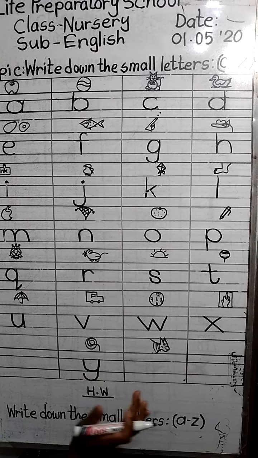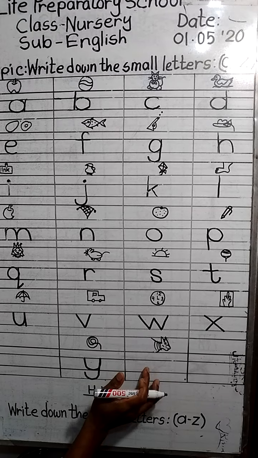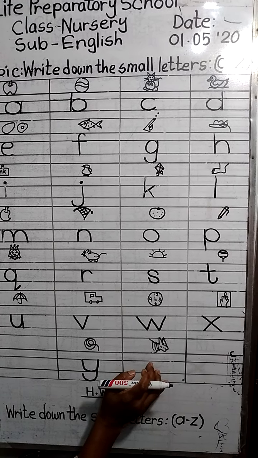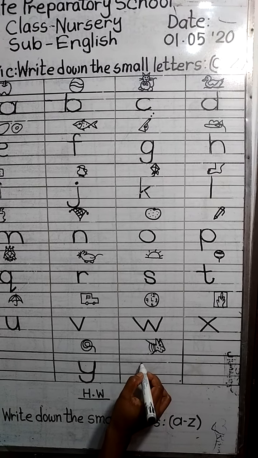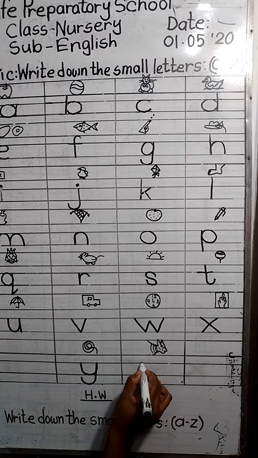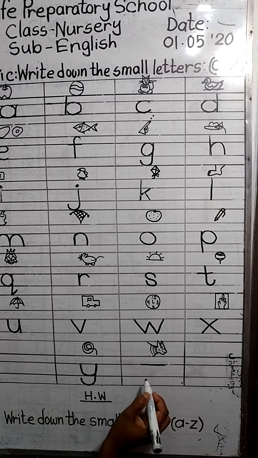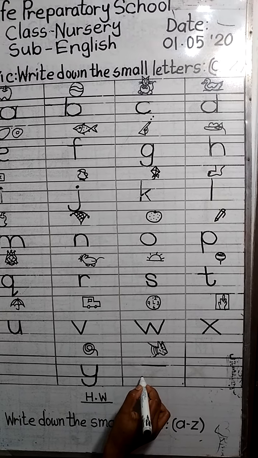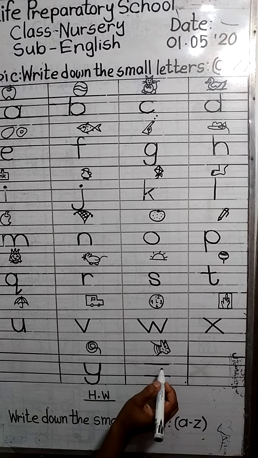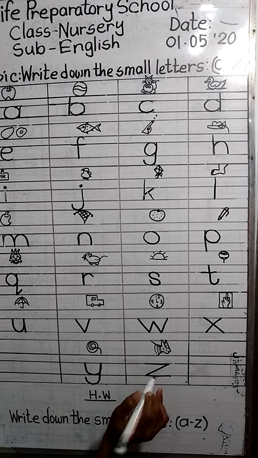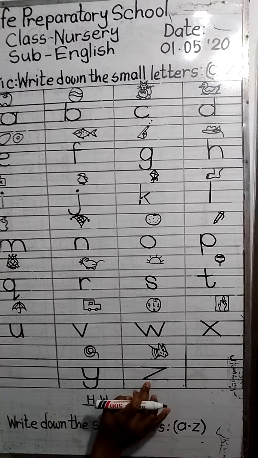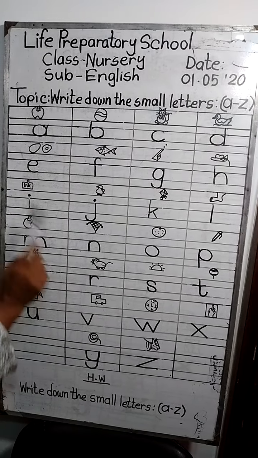Y after small letter Z. Which is small letter Z? Small letter Z always in the middle room. At first I will give a small sleeping line in the second line, then I will draw another small sleeping line in the third line, and I will join here to here. Okay, everybody look at the board. This is small letter Z. Everybody, so read with me.